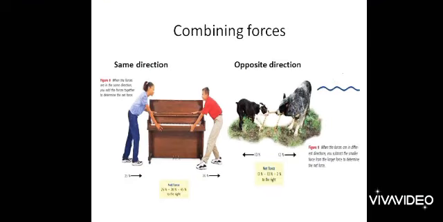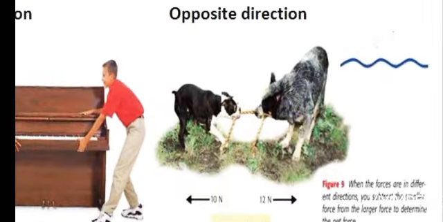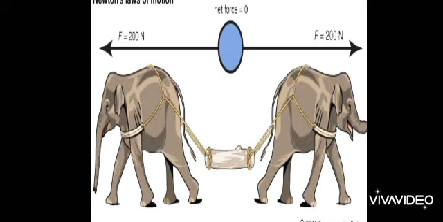Here, you can see that two animals are applying force in opposite directions. They are applying two unequal forces in opposite directions. So the net force will be equal to the difference between these two forces. If two equal forces are applied from opposite directions, the total force or the net force will be 0. That means the difference between these two forces will be 0.